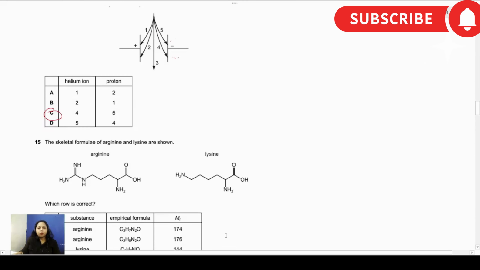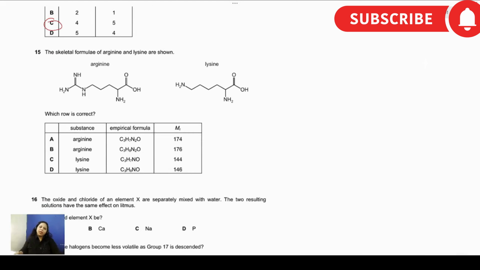Okay, the skeletal formula of arginine and lysine are shown. We know that these corner ones are the carbons. Which row is correct? What is arginine and what is lysine? Let's calculate the formula. It has how many carbons? One, two, three, four, five, six.